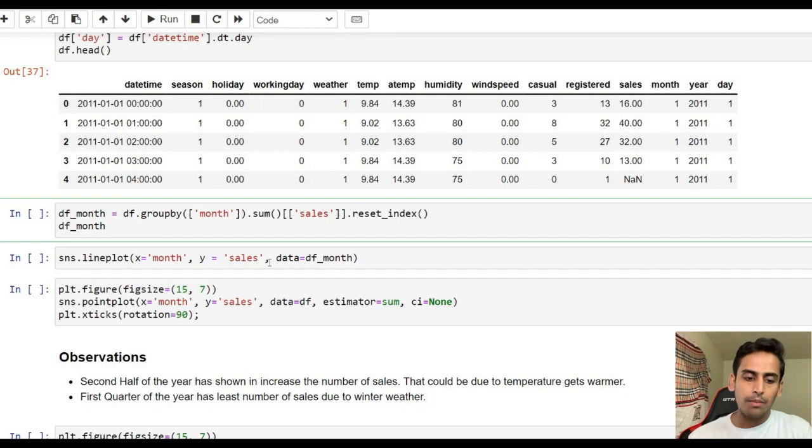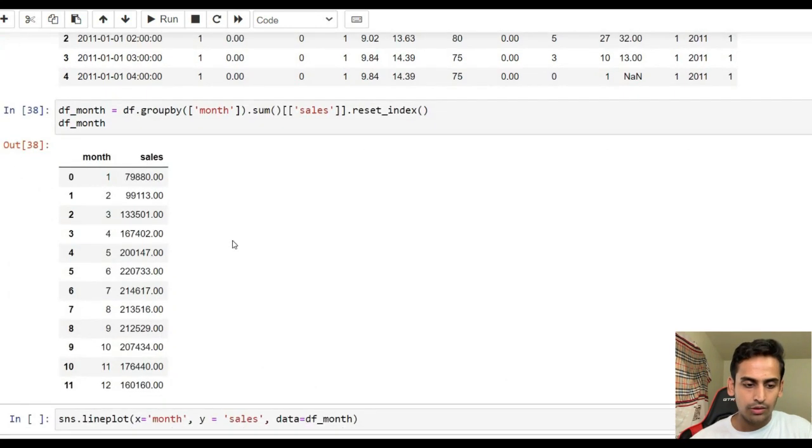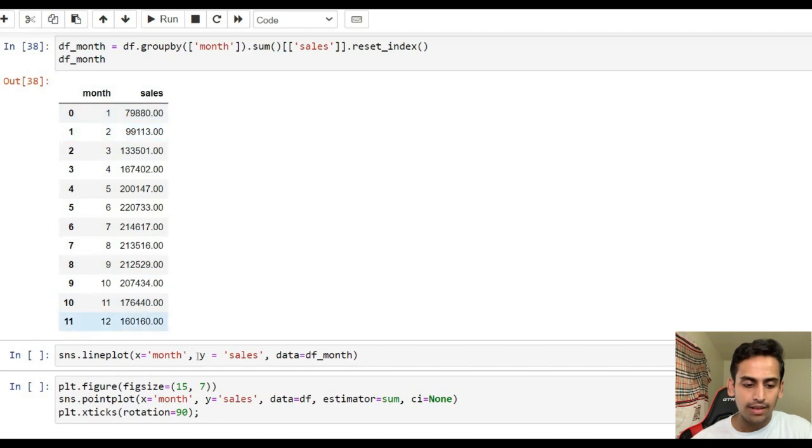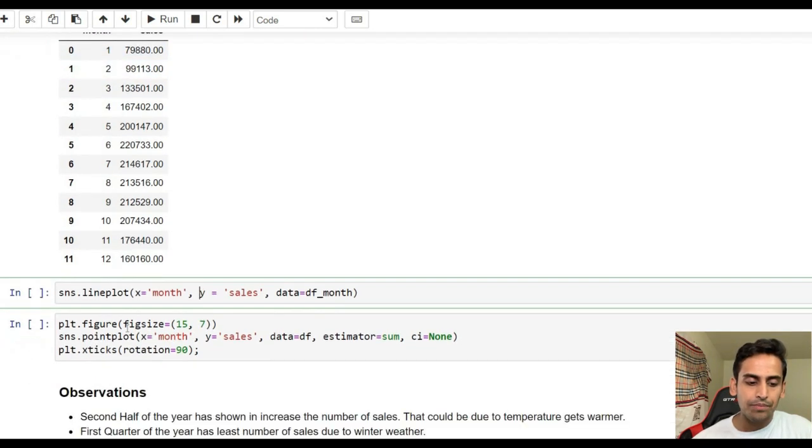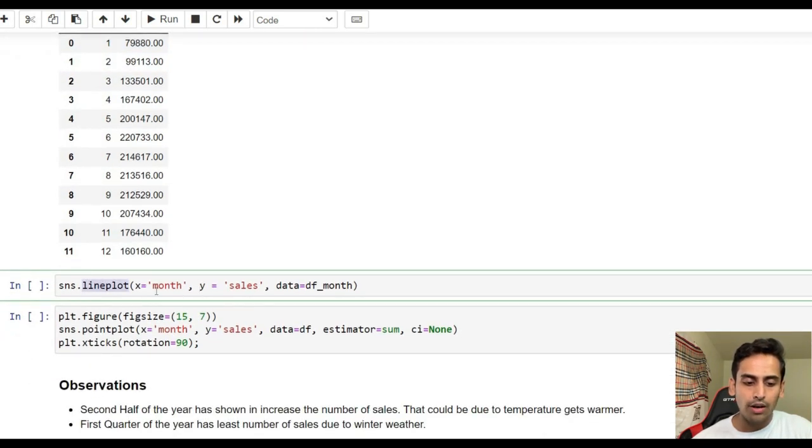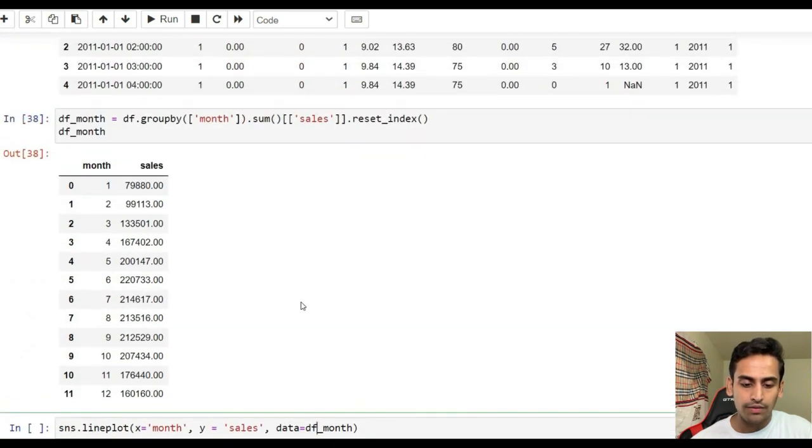So for example, in the month of January, what is our total aggregated sales? For the month of Feb, what is our total aggregated sales? So I'm doing the group by on month and aggregated based on sales. So we can see this month and sales, and then we can use the Seaborn package, which is line plot. On the x-axis we are plotting the month, on the y-axis we are plotting the sales, and on the data I'm providing this df underscore month, which we are just computing.